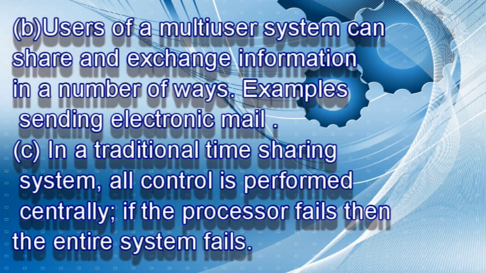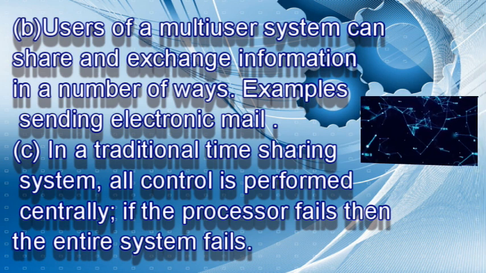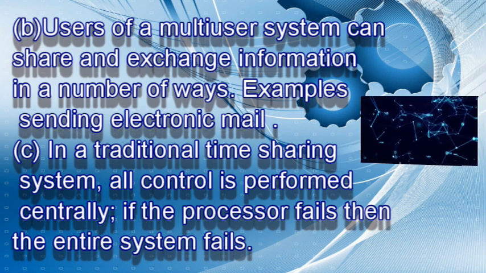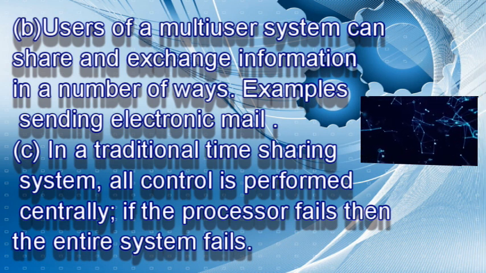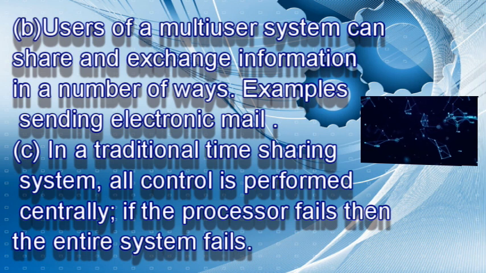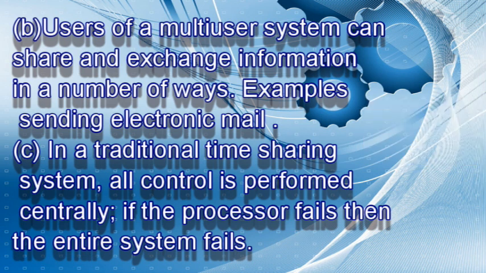Next, we have the traditional time-sharing system. All control is performed centrally. If the processor fails, the entire system fails. In a network system, this need not be the case. The failure of one should not have a crippling effect on the rest. Whenever I am connected in a network, if one system has a hardware or any other problem, it will not affect the other systems. We can use another system to perform the tasks that were missing.